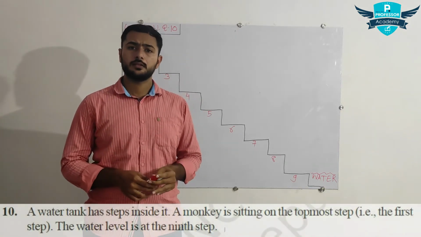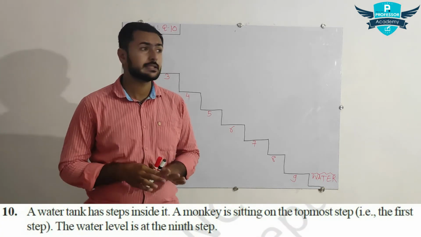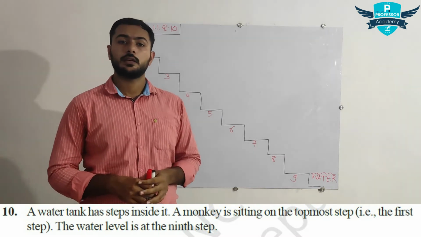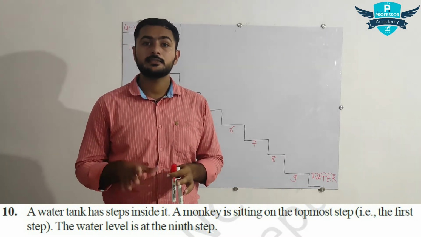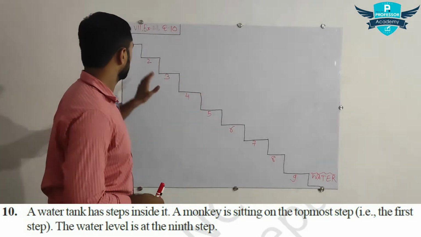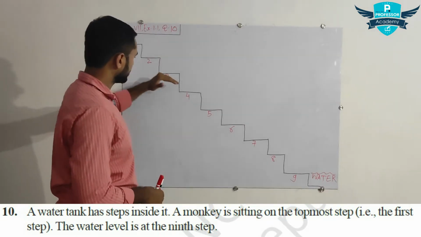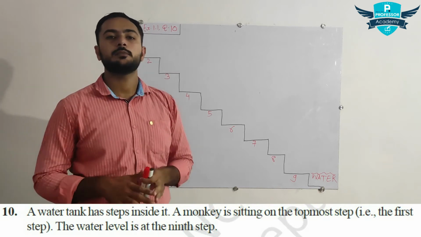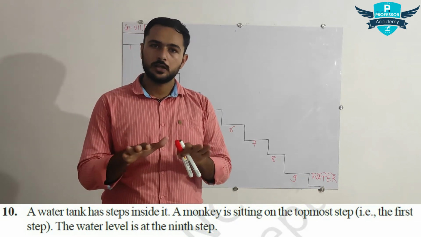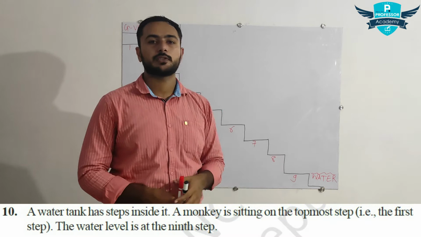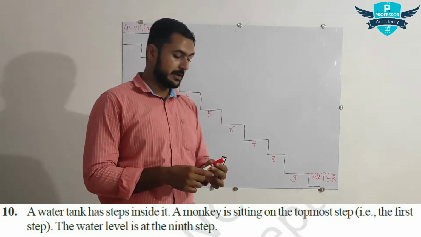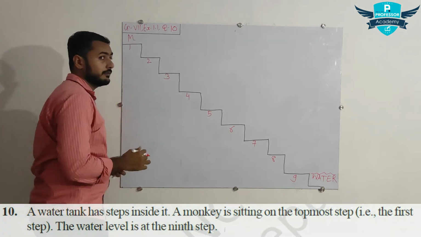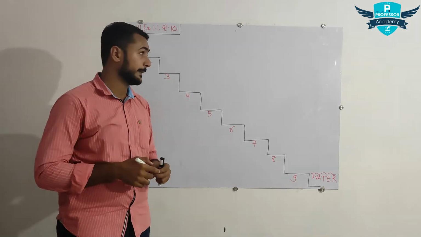In question number 10, that's very interesting. See that. There is given one water tank, and inside the water tank there are steps: the first, second, third, fourth, fifth, sixth, seventh, eighth, and ninth. On the ninth step, there is the water level. Actually, water starts from the ninth step, and on the first step, there is a monkey. That's really very interesting.